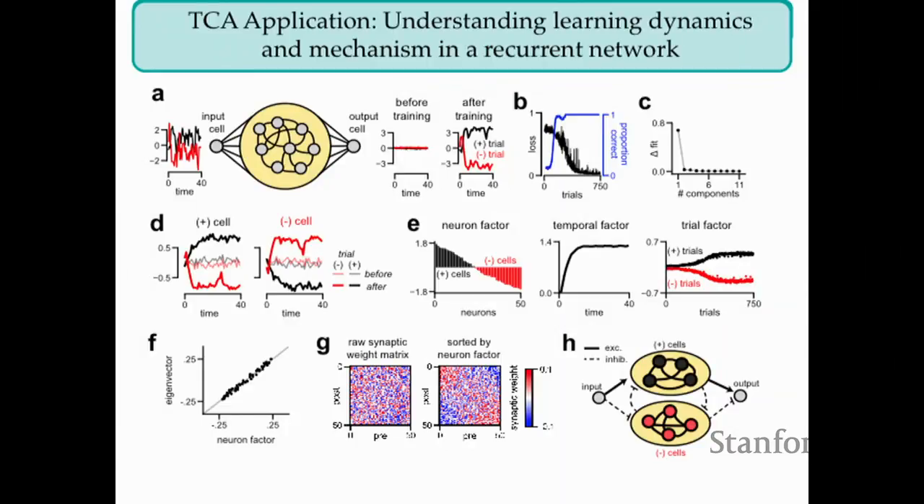So we did this in an artificial recurrent neural network, and it told us how the network learns. We're actually using tensor components analysis to analyze learning dynamics in deep networks. And it seems to yield very interesting results there.